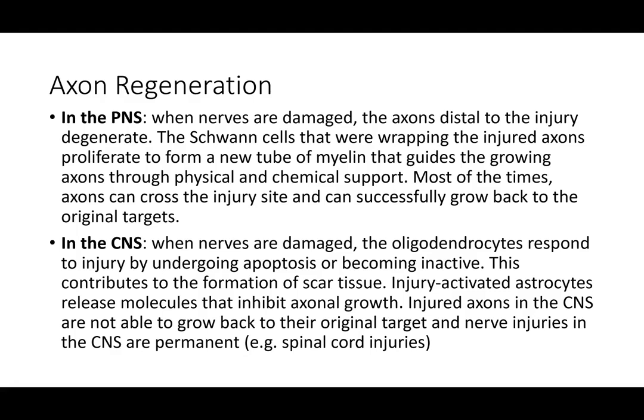So most of the time in the peripheral nervous system, axons can regrow across the site of injury and grow back to their original targets. In the central nervous system, on the other hand, if a nerve gets damaged, the oligodendrocytes will respond to that injury by undergoing apoptosis, which is programmed cell death, or just in general become inactive. And this is going to lead to scar tissue forming in the central nervous system.